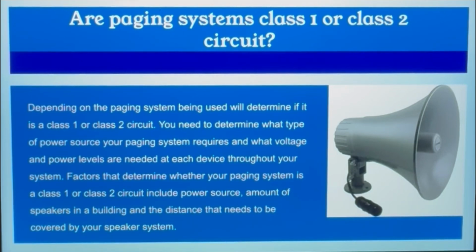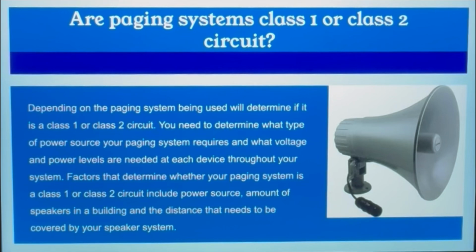Depending on the paging system being used will determine if it is a Class 1 or Class 2 circuit. You will need to determine what type of power source your paging system requires and what the voltage and power levels are needed at each device throughout your system. Factors that determine whether your paging system is a Class 1 or Class 2 circuit include your power source, the amount of speakers in your building, and the distance that is needed to be covered by your speaker system.